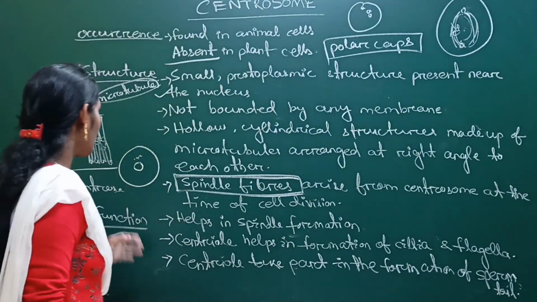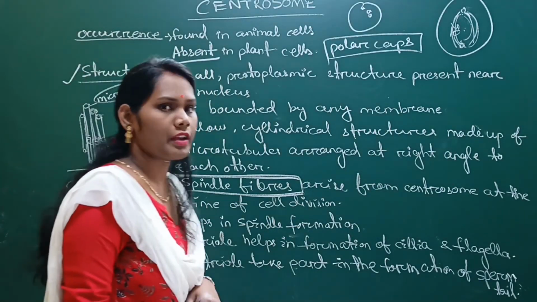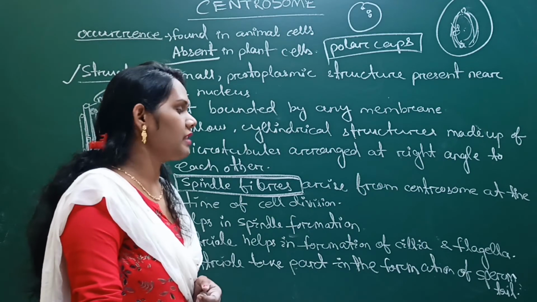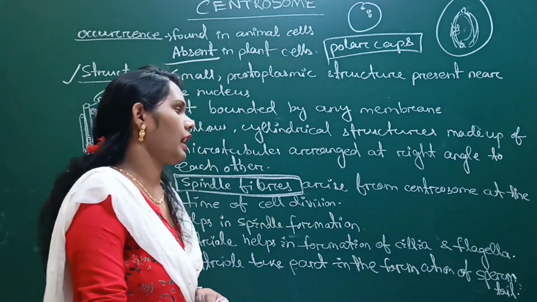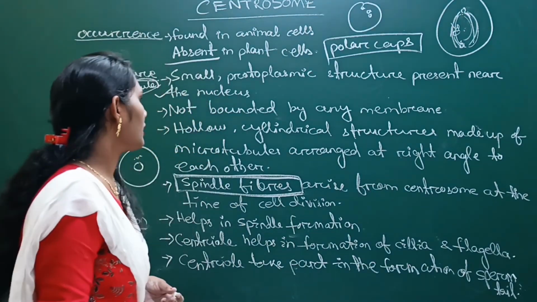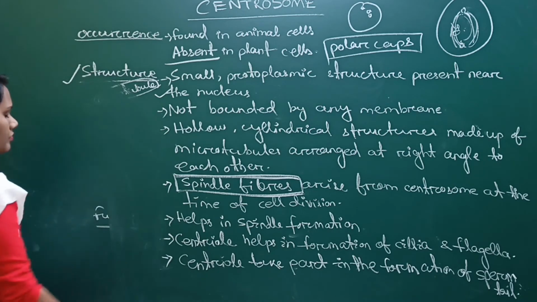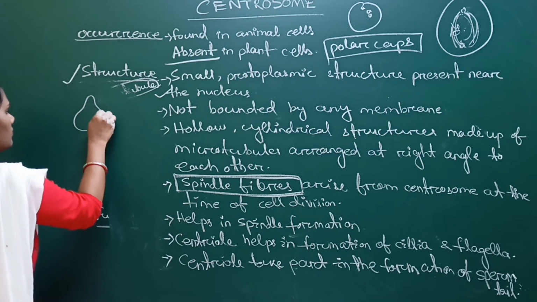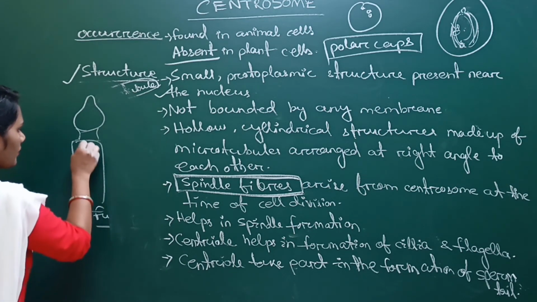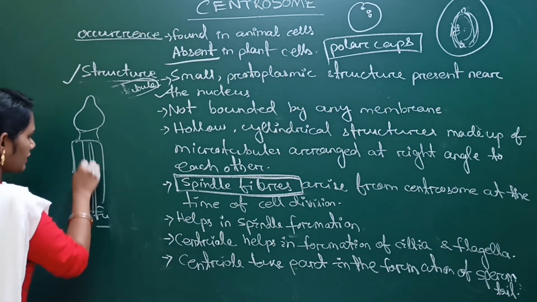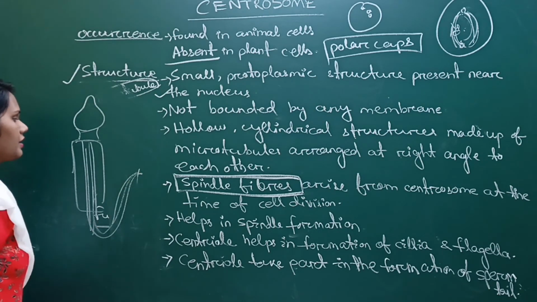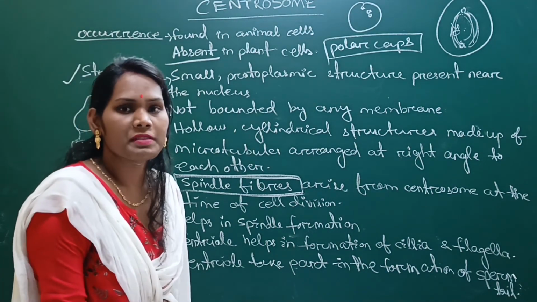Then the function of the centrosome. It helps in spindle formation, as we know the spindle fibers arise from the centrosome. Next, centrioles help in the formation of cilia and flagella. Centrioles take part in the formation of the sperm tail. As we know, this is the head structure of the sperm, and at the neck part the proximal centriole is present. The distal centriole is converted into axial filaments, and these axial filaments form the tail structure of the cell. So centrioles take part in the formation of the sperm tail.